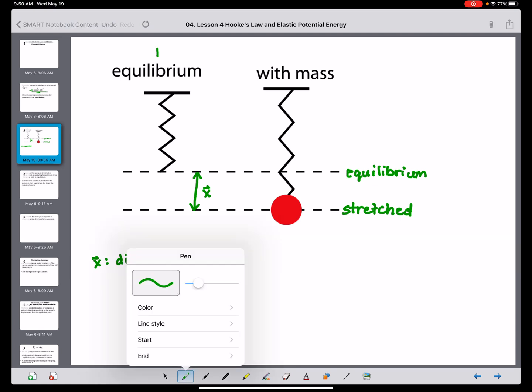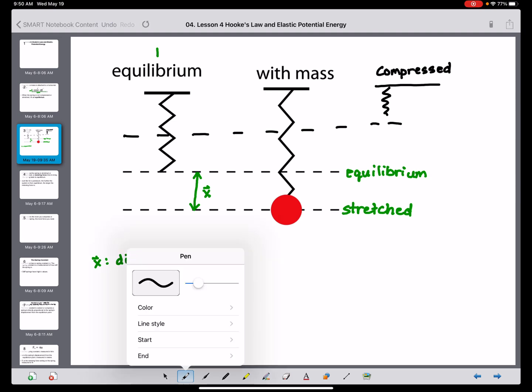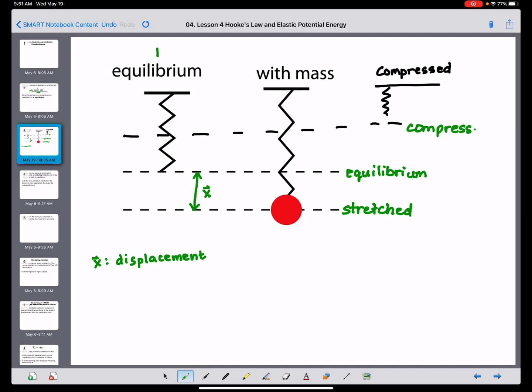Now there's one more case here that I'd like to draw in, and this is actually the case where the spring is compressed. So imagine now we have a situation where somebody pushes up on the spring from underneath. So the spring is going to look like this, it's going to compress together, and we can draw another dotted line here. Okay, and this dotted line shows the compressed spring. And again, for compressed springs, we can measure x. x is always measured from equilibrium. So here, in the case of the compressed spring, this would be x.